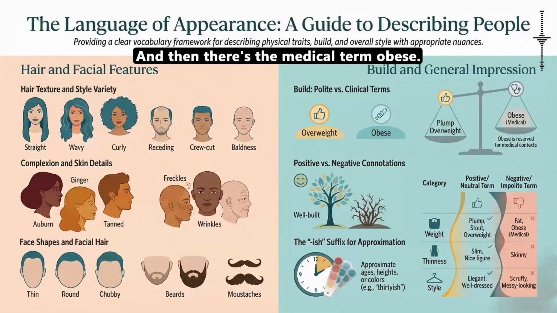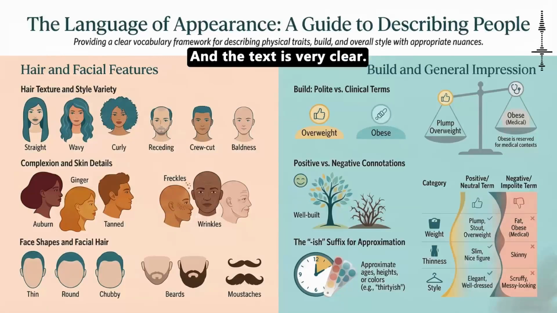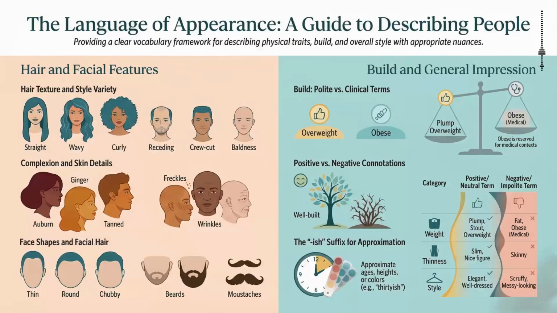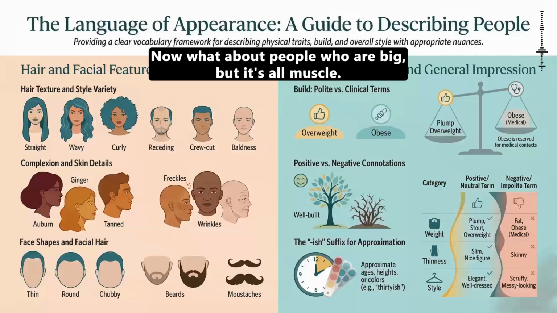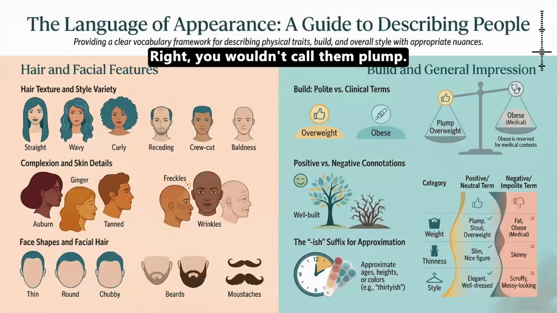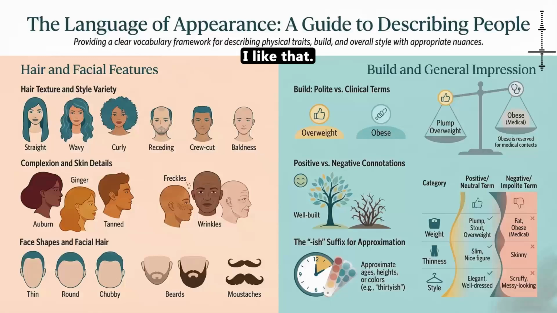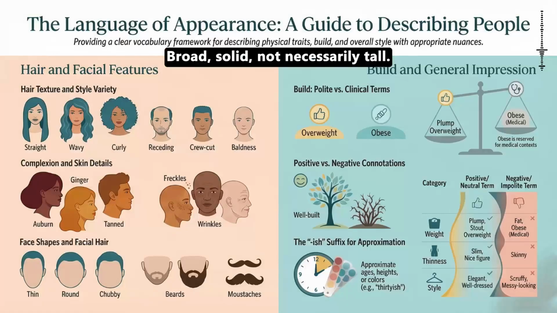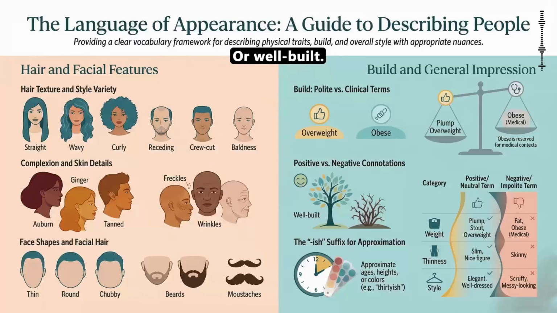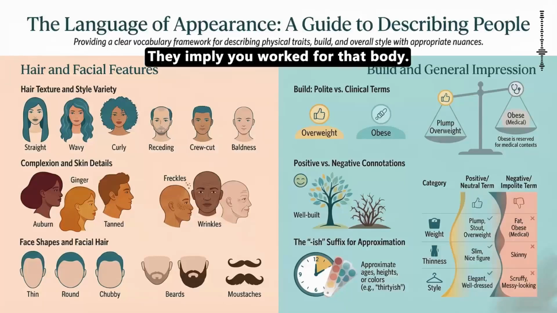And then there's the medical term, obese. And the text is very clear. Use this for medical contexts only. So not at a party. Definitely not at a party. It sounds clinical, dehumanizing. Keep it in the doctor's office. Now, what about people who are big, but it's all muscle? Right. You wouldn't call them plump. For them, the text gives us stocky. Stocky. I like that. It sounds solid, like a block of wood. That's the idea. Broad, solid, not necessarily tall. Think of a rugby player. They're stocky. Or well-built. Well-built and muscular. Those are compliments. They imply you worked for that body.